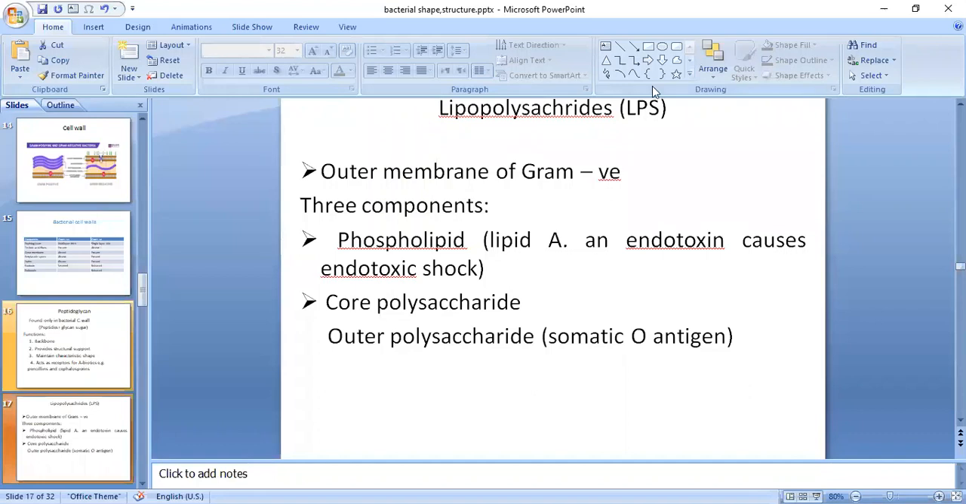The polysaccharide part of the lipopolysaccharide acts as an antigen, and this is called the somatic O antigen. This has importance in the laboratory diagnosis of the bacteria. So the outer polysaccharide part of the lipopolysaccharide acts as a somatic O antigen.